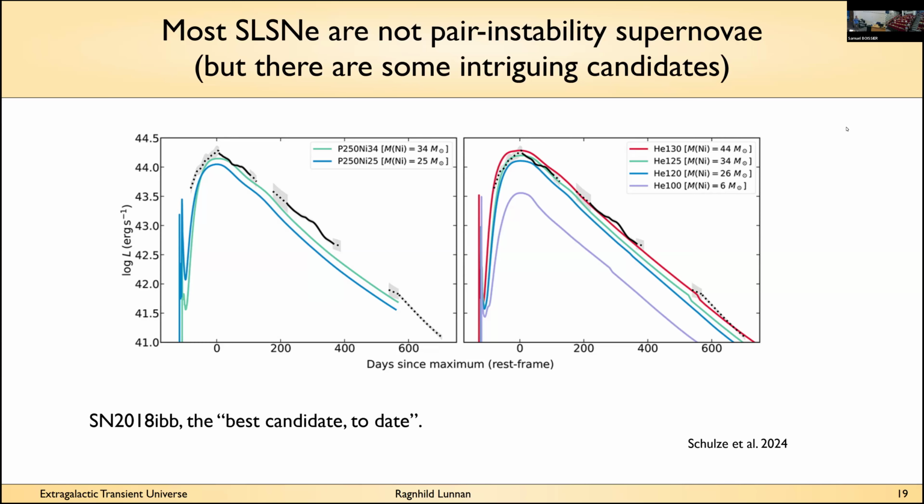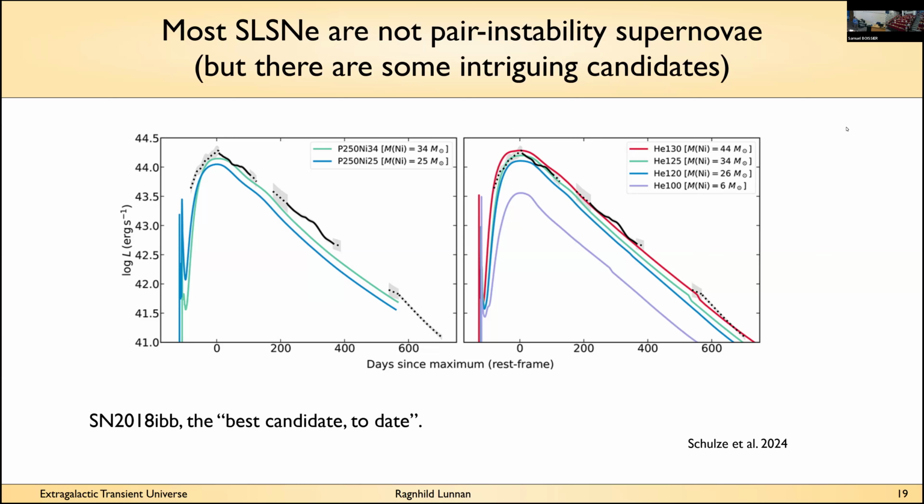They're a lot more relevant now that LIGO is starting to map out the black hole mass distribution, because one of the main predictions is, if pair instability supernovae exist, they should make a mass gap in the black holes, which I think we're starting to see. Now, alas, most superluminous supernovae are not pair instability supernovae.